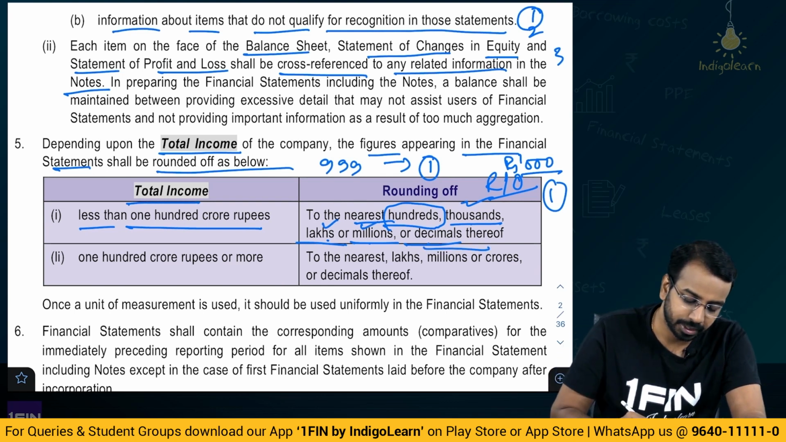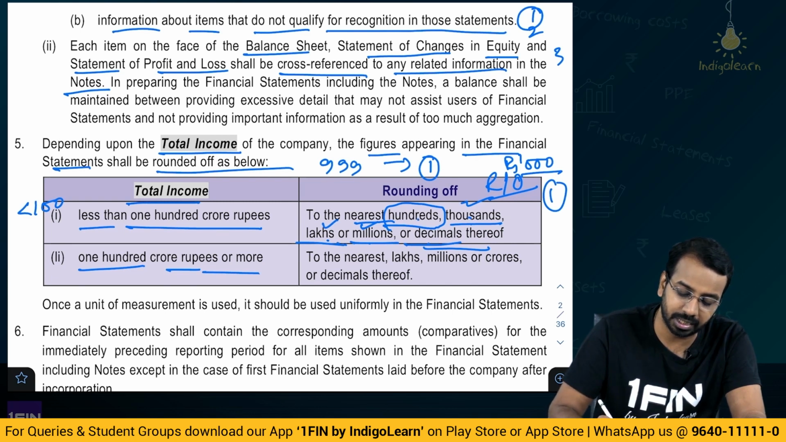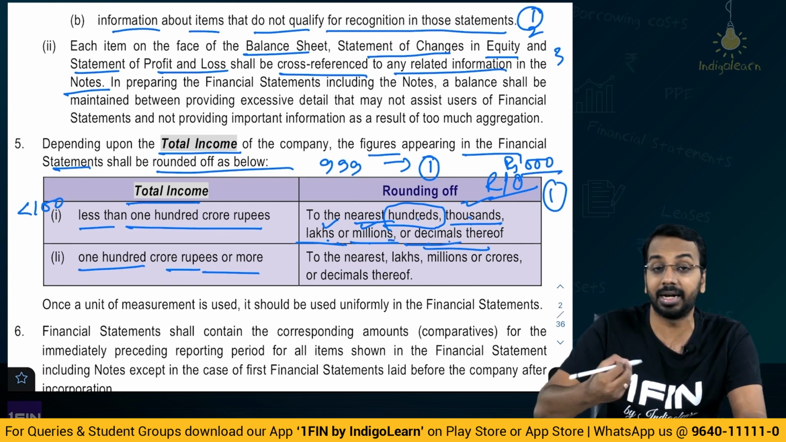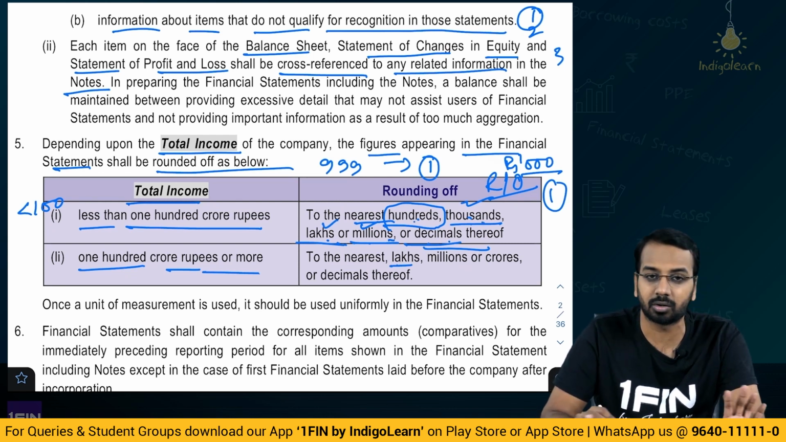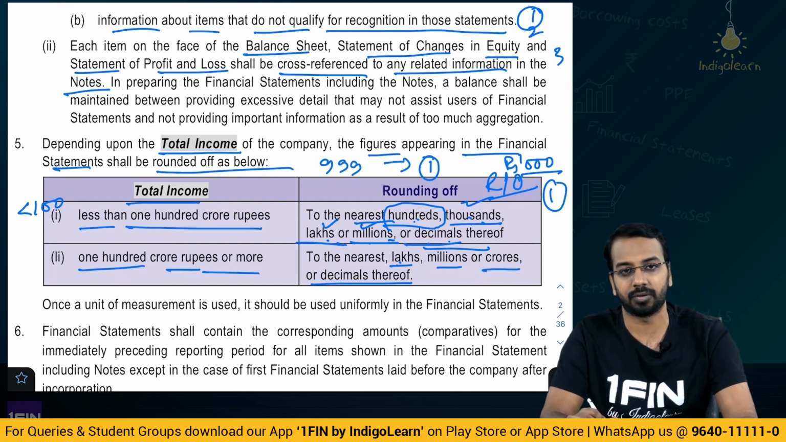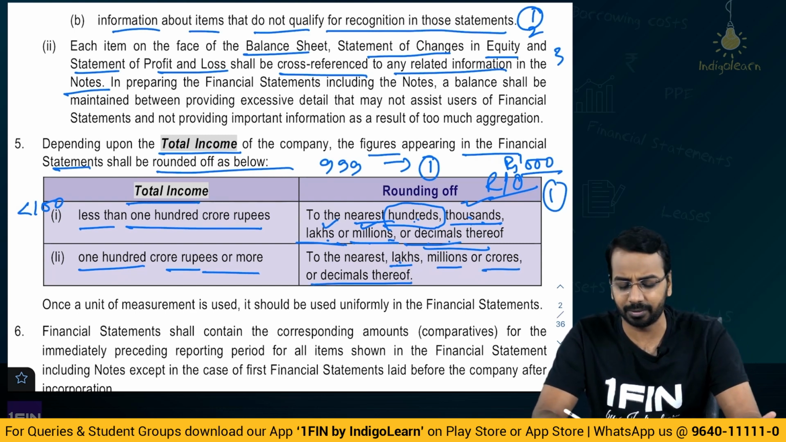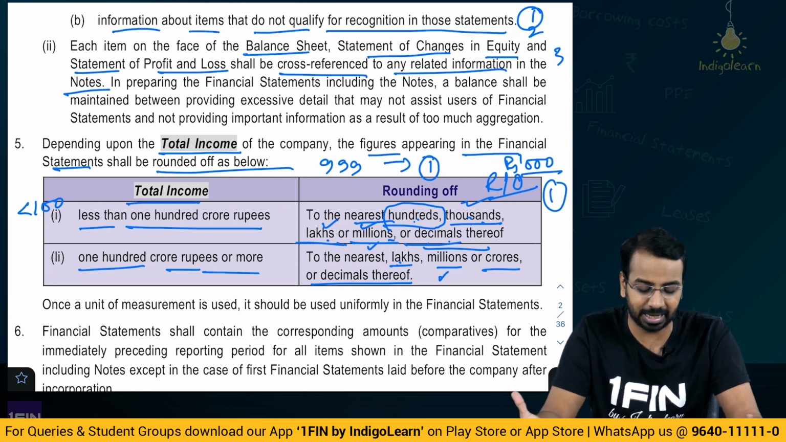Okay. Then if the total income of the company is 100 crore rupees or more, so if it is less than 100 crore, then it will be hundreds, thousands, lakh, million and decimals. Otherwise, if it is greater than 100 crore, it will be nearest lakhs. So hundreds and thousands are not required. Lakhs, millions or crores or decimals thereof, right? Also very weird way to present in rupee million, because it is not intuitive.